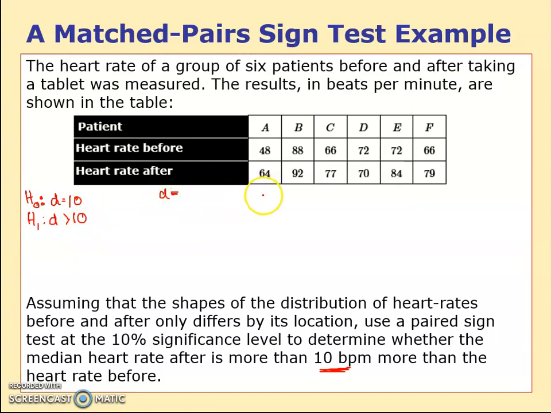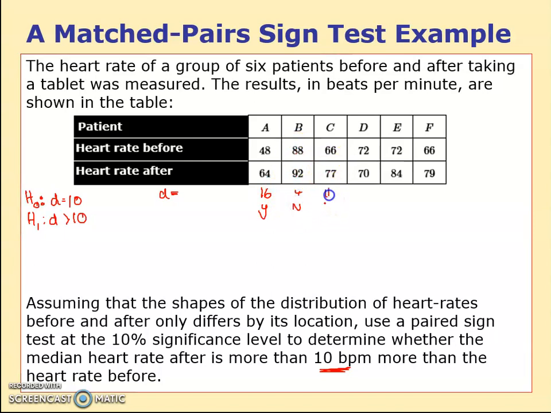So let's work out the differences. Is it more than 10? That's what we want. So we're going to work out the differences. 64 take away 48. You can see that's 16, so that's a yes, if you like. That's a yes. The 90, that's a 4, so that's a no.